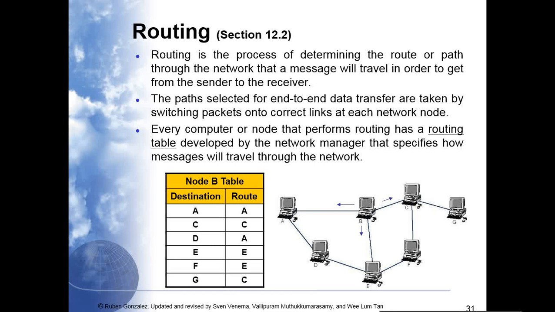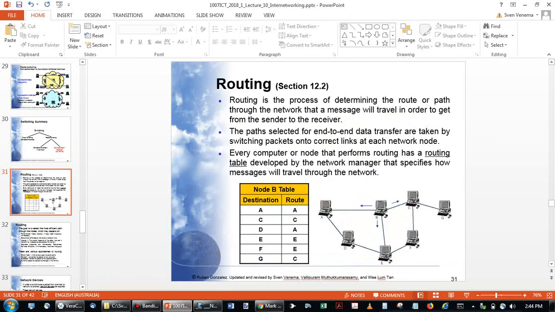So how do we determine what path it goes through? The paths selected for end-to-end data transfer are taken by switching packets onto the correct links at each network node. So we have to know which ones are the correct links, which ones are going to get me closer to the destination. Every computer or node that performs routing has some kind of table, a routing table, that's developed by someone, a network manager for example, that specifies how a message will travel through the network. There's a routing table there for that particular network.